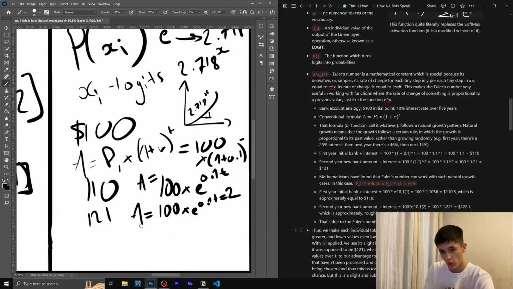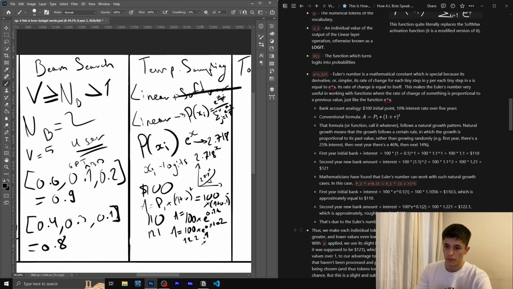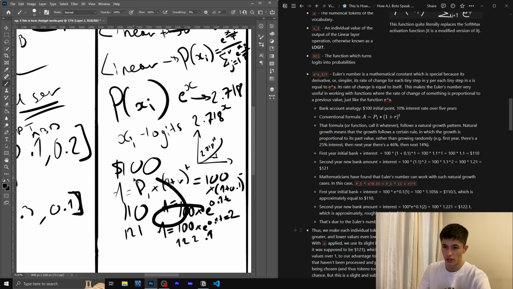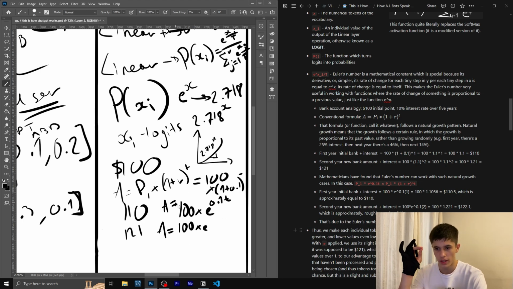It will give you 122.1, which is very close to it, and you could essentially substitute the formula and it would be approximately right. Which is what makes Euler's number pretty cool in that regard. It allows you to work with natural growth situations.